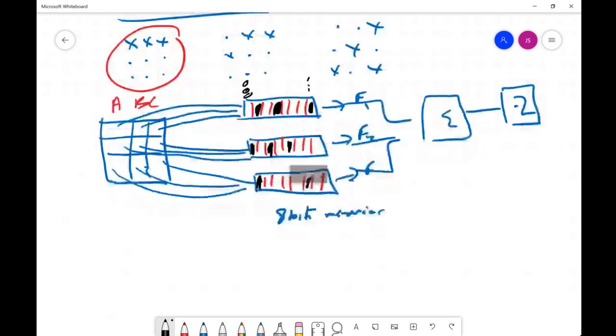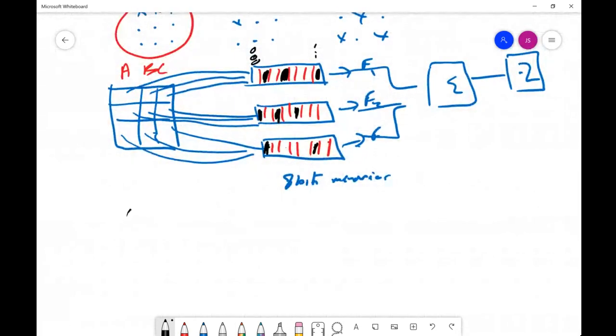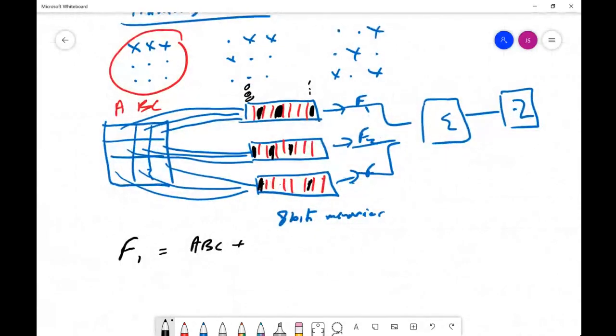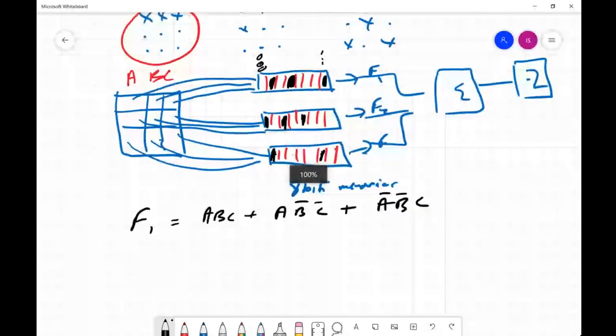So I think the question asked, what were the logic functions? Don't bother to minimize them. F1 is going to be A and B and C, which is this term here, or location 3, which is A and not B and not C, or location 1, which is going to be not A and not B and C. Don't bother to minimize them, you're using memories. So that would be the first logic function.